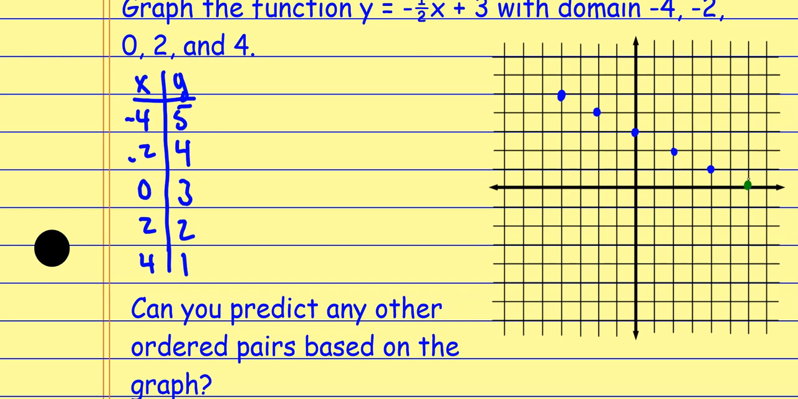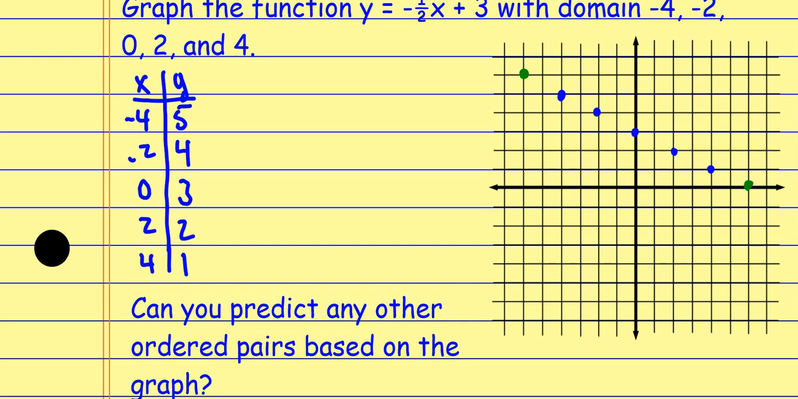And we're just counting from one point to the next. Like, to get from this point to the next point, it was down 1 and then over 2. And then the same thing, that's the pattern repeated, down 1 over 2, down 1 over 2. So I can predict that I'm going to have a point here. Or maybe I could predict that I'm going to have another point right here.